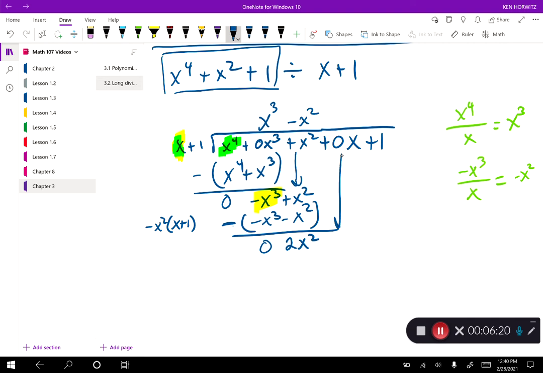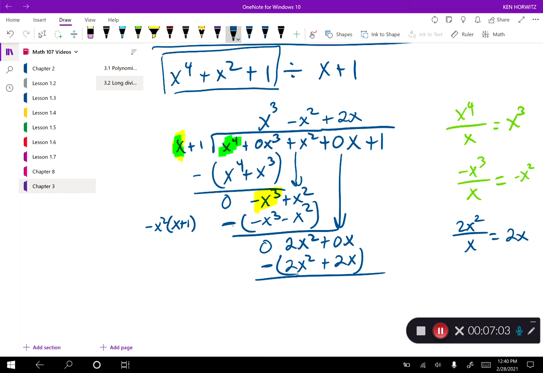Now I'm not going to make the same mistake twice. I'm going to bring down the 0x. Now I have to repeat again. How many times does x go into 2x squared? I can put the 2x squared over here and divide it by x, and I wind up with positive 2x. Now again, I'm going to multiply. 2x times x is 2x squared, and 2x times 1 is just positive 2x. Now I'm going to put parentheses around it and subtract.